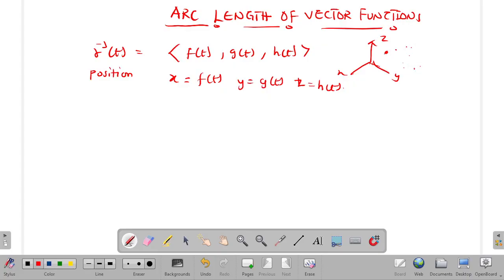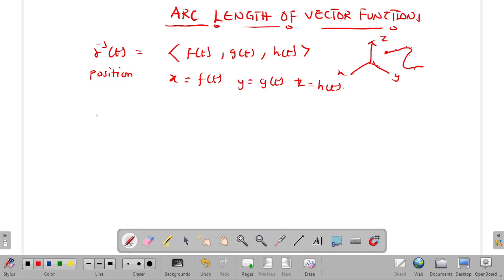So the path which this point will take over a certain interval is what we call the arc length. It's like you are measuring the length of a particular arc or any curve in space. That is the whole idea of arc length of vector functions.